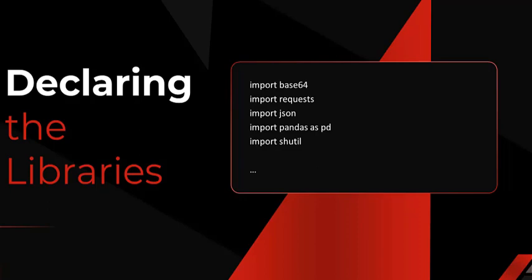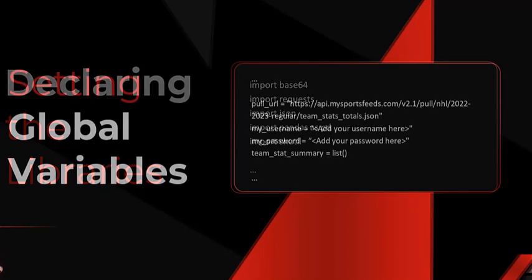The pandas library is used for data manipulation and analysis. It provides a powerful data structure called a data frame, which is used in this code to store and manipulate data retrieved from the mysportsfeeds.com API. Finally, the shutil library is used for high-level file operations, such as copying and deleting files. In this code, it's used to clear a list from memory.